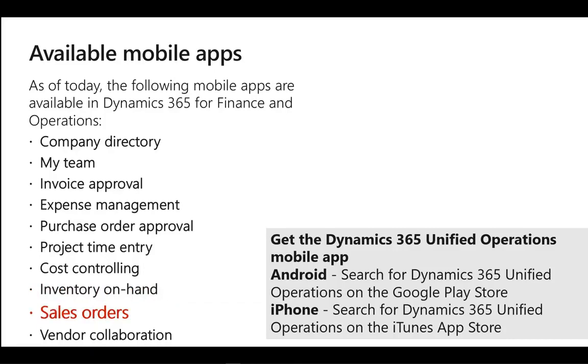Sales orders. Use these sales order mobile apps. Users can stay up to date on our sales orders, for example, sales order process status. Vendor collaboration. Vendors can stay up to date on the purchase orders that have been sent to them for approval. They can also view information about new and updated purchase orders and contacts via this vendor collaboration mobile app.